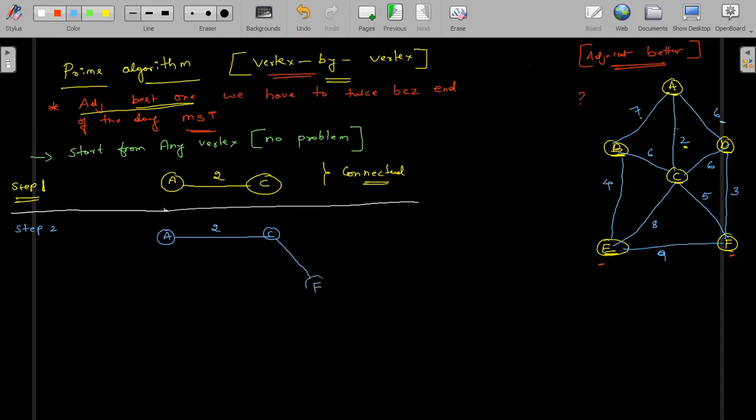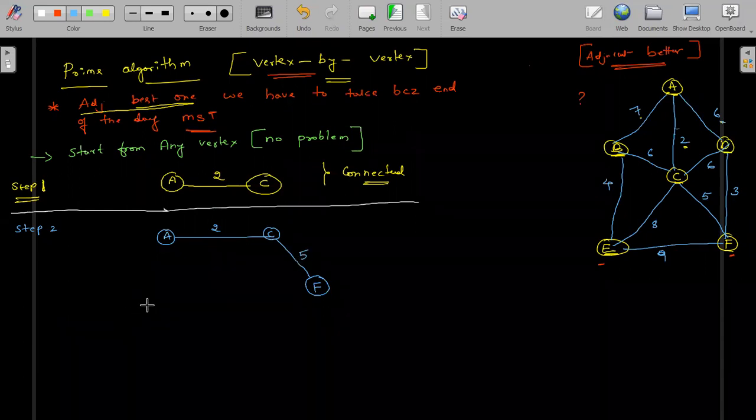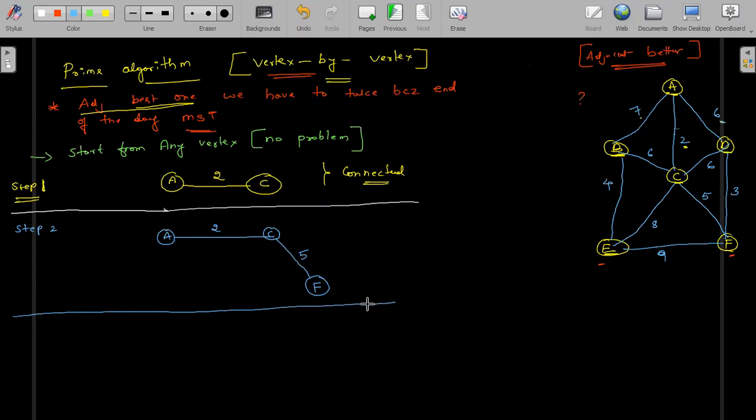Clear everyone? See the minimum. A to D is also okay. But when it comes to C adjacent, it will reach F within 5 units. So that is the best one, that is the reason why I am taking that one. So that is also over. That is step 2. Again, step 3.